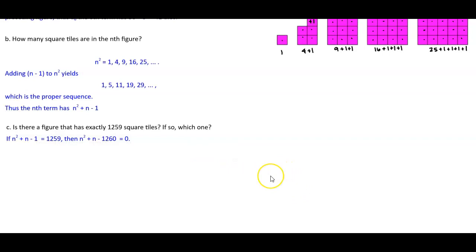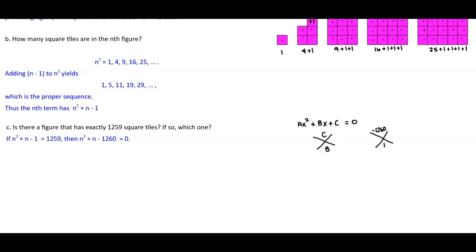Okay, so now what we want to do is factor. So if you remember, when we factor, we have ax squared plus bx plus c equals 0. So what we want to do is find a pair of numbers that when we multiply them we get c, and when we add them together, it's going to give us b. So the value of c in our problem is minus 1260. And we want to get the value of 1, because if you look in front of the n, it's a 1.